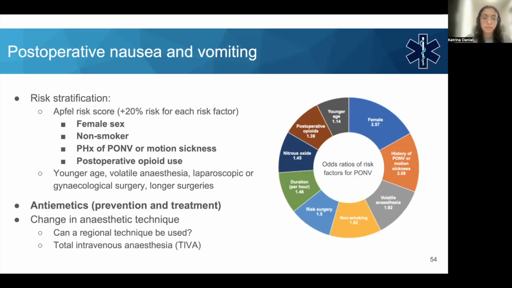So again, in terms of prevention, we can give the patients antiemetics during their surgery to reduce the risk that they wake up nauseous and vomiting. And then also we can think about, could we change the regimen to decrease the risk that they will have this problem after surgery? So could we give them TIVA? TIVA stands for total intravenous anesthesia. So that would be a continuous infusion of something like propofol, instead of using the gases like Sevo or nitrous. Or could we just do a regional technique, and that way we don't have to put them through GA?